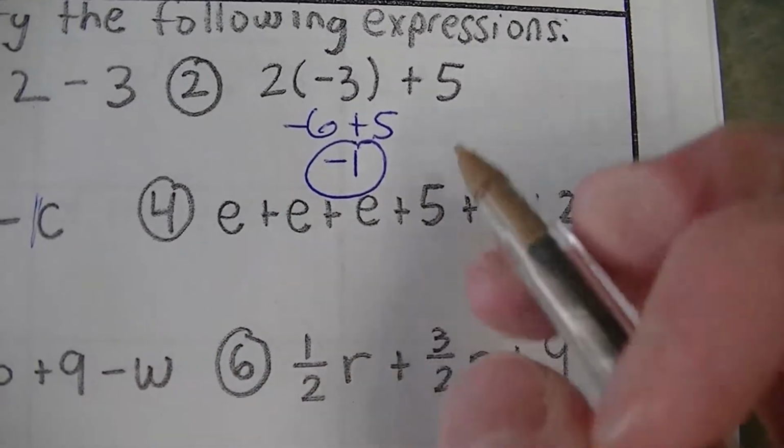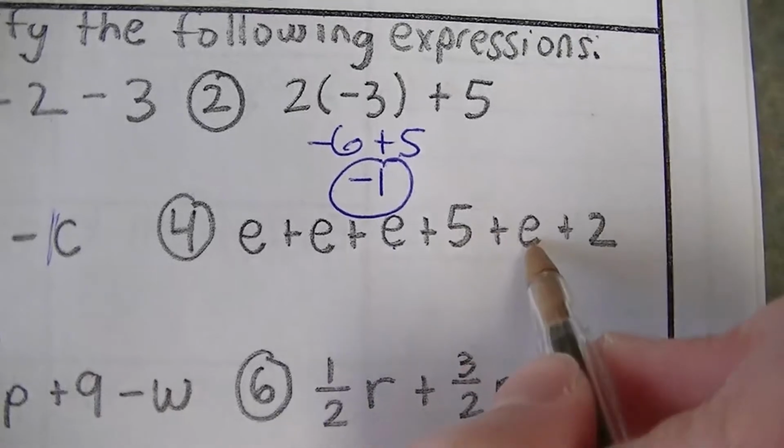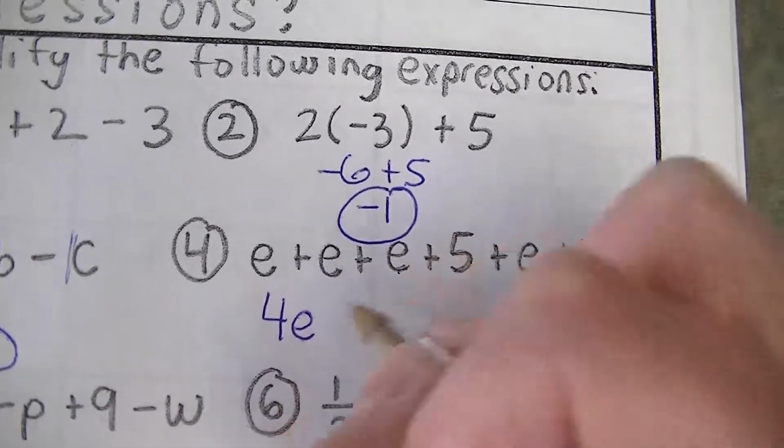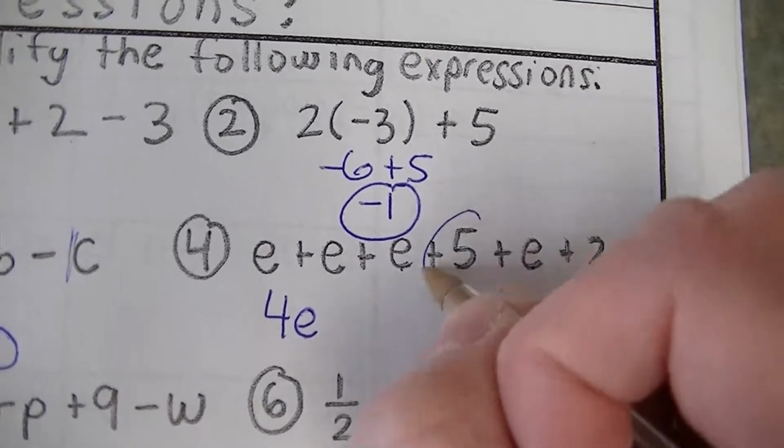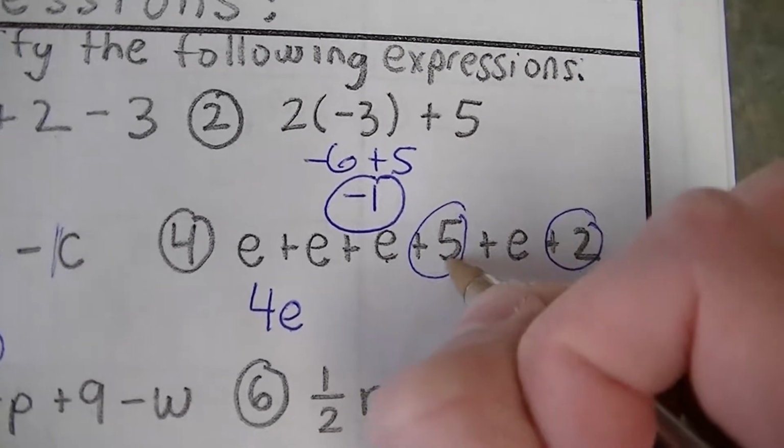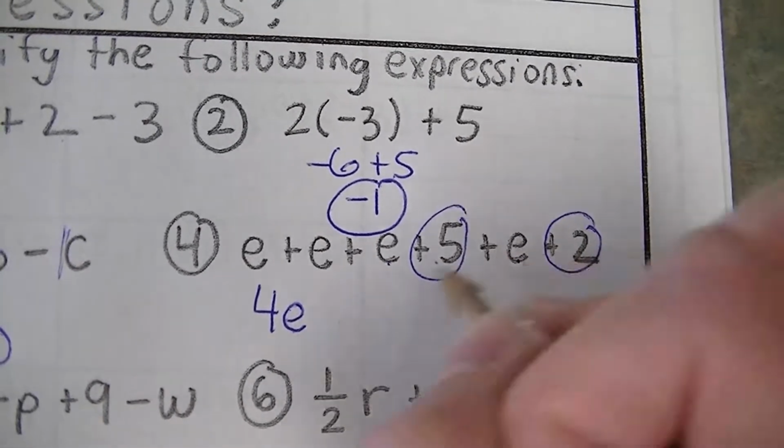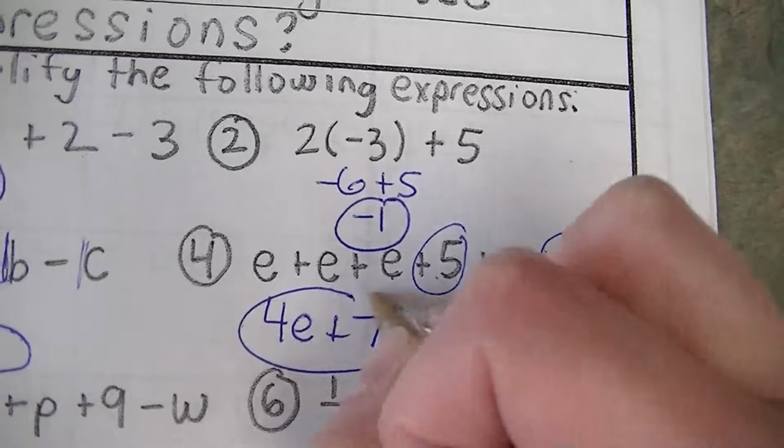Number 4, we have 1, 2, 3, 4 e's. Plus, these two are like terms right here. They're constants, so 5 plus 2 is a positive 7.